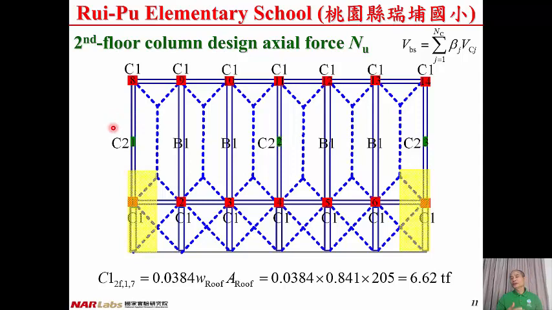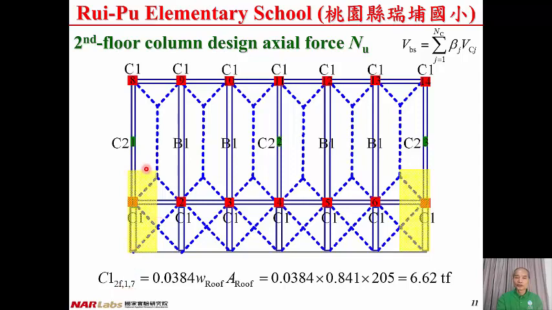So far we have the total dead load plus 1/2 live load of the structure. Now we move to the calculation of the design actual force of the column. And we take C1, number 1 column, as an example. Therefore, C1, on the second floor, for number 1 and number 7.